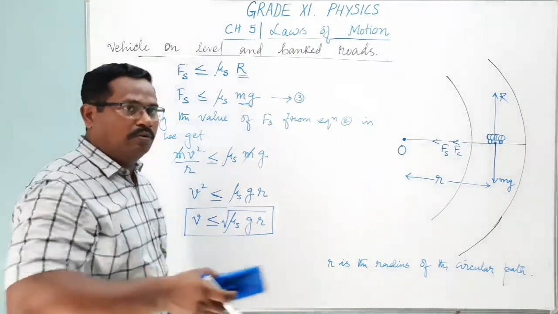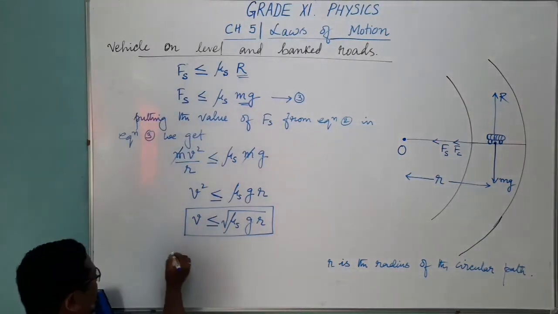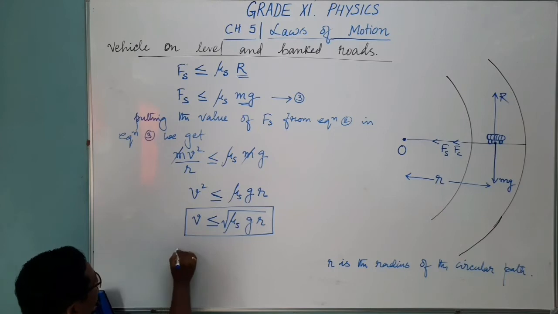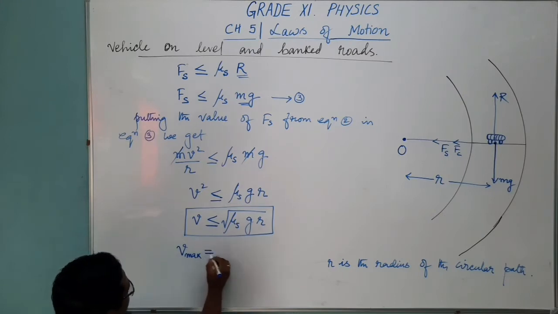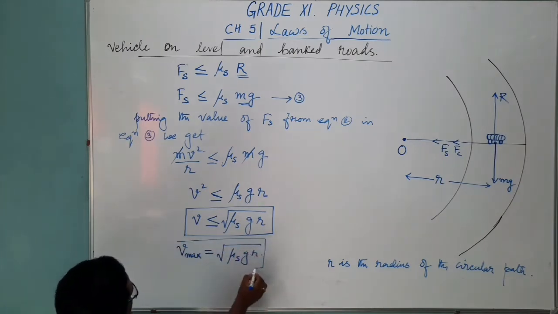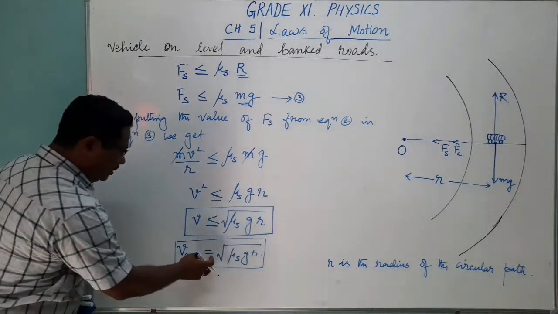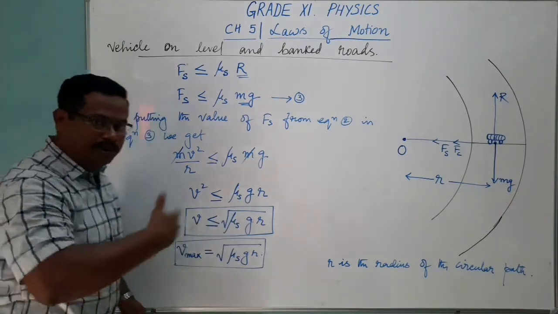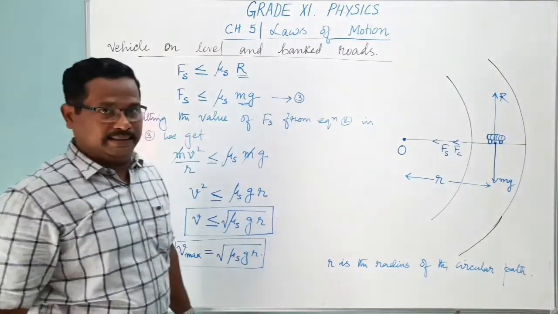Skidding off means to go off the track. But the maximum value of v, the maximum speed at which you can go, you can take as equal to also. Then you will get the maximum velocity with which you can go around the circular track. Either it should be equal to or it should be less. More than that, then the car will get skidded off and will meet with an accident.